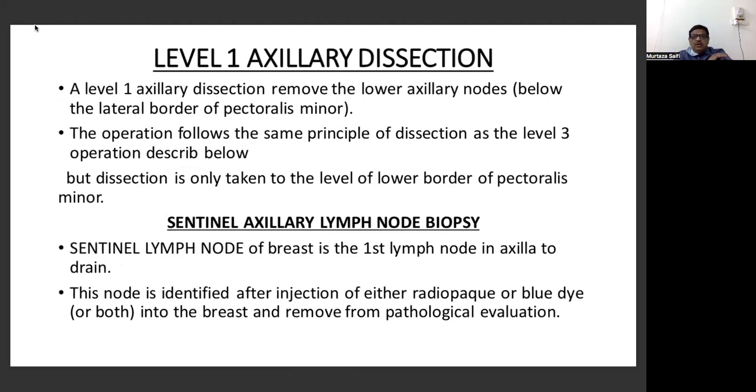So the lower axillary nodes and lateral border of pectoralis major: the operation follows the same principle of dissection as the level 3 operation as described below, but dissection is only taken to the level of the lower border of pectoralis minor. Central and axillary lymph node biopsy, we already discussed that. First node from the breast to the axilla.